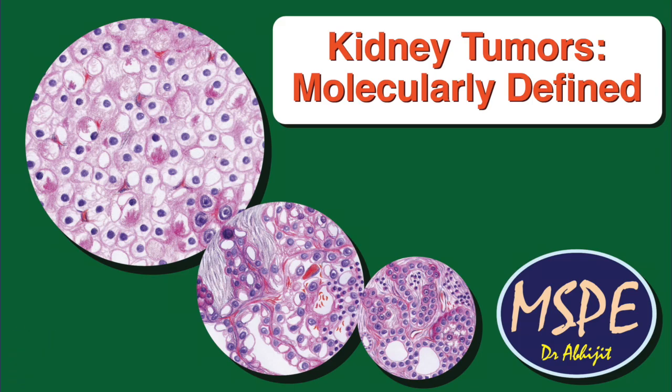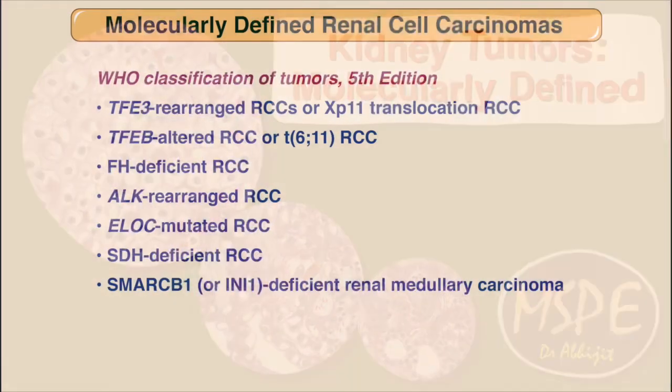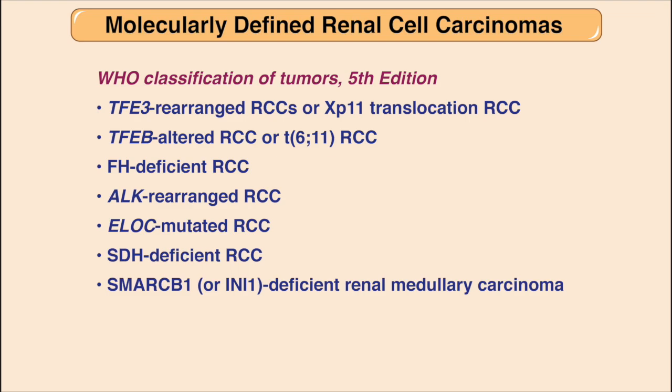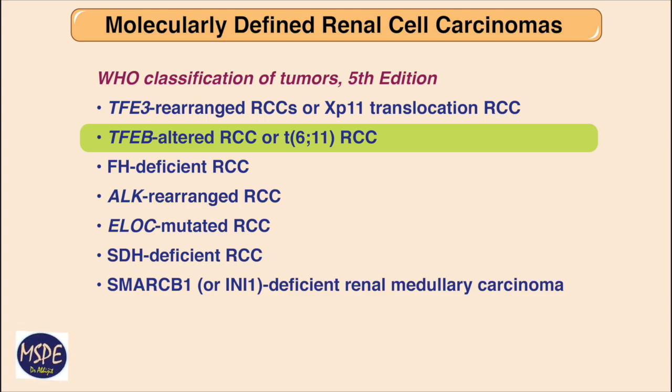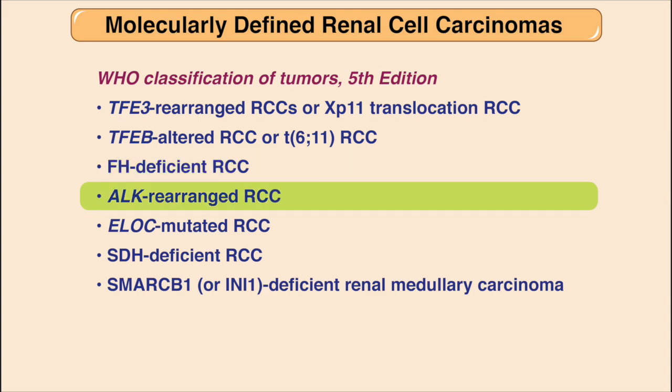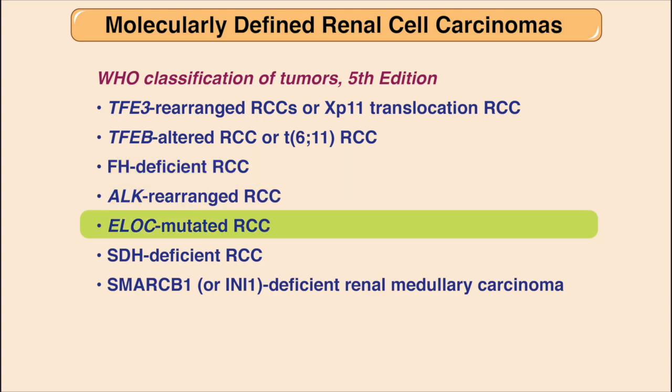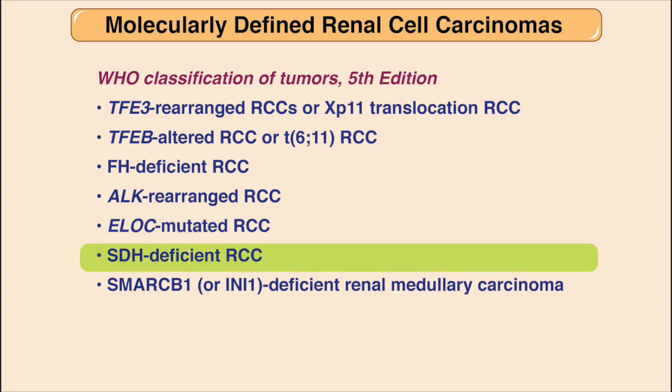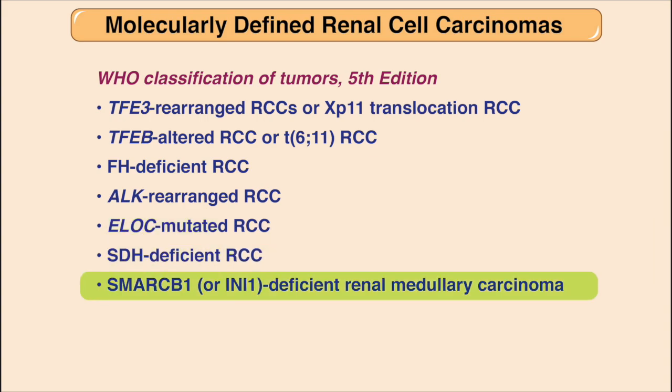Today we are going to discuss molecularly defined renal tumors. Molecularly defined renal carcinomas included in the latest WHO classifications are TFE3 rearranged RCCs or Xp11 translocation RCCs, TFEB altered RCCs or t(6;11) translocation RCCs, FH deficient RCCs, ALK rearranged RCCs, ELOC mutated RCCs, SDH deficient RCCs, SMARCB1 deficient renal medullary carcinoma. This is a group of heterogeneous tumors with significant morphological overlap.